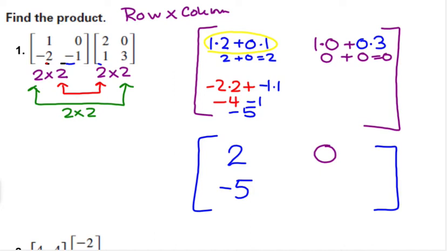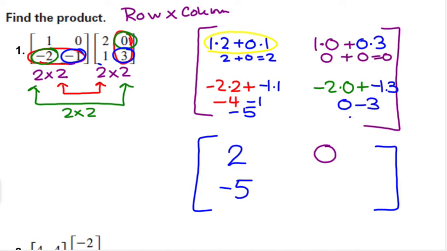All right, we're almost done. So now let's head to our last row and last column. So second row, second column. We're going to multiply the first element. So negative 2 times 0 plus second element. Negative 1 times 3. When we simplify this, we get negative 3.